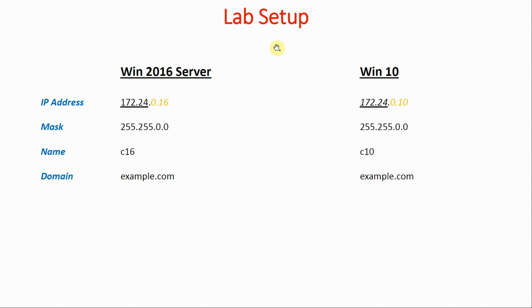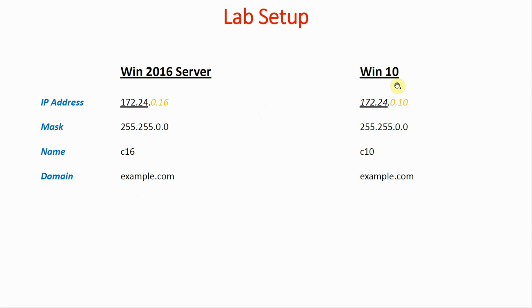Now, lab setup will be with Windows 2016 server. IP address will be 172.24.0.16. Mask will be 255.255.0.0. The name of the computer will be say C16, and we will be giving the domain name as example.com. If you have got any registered domain name, you can use that. But if you do not have any registered domain name, you can always use example.com.